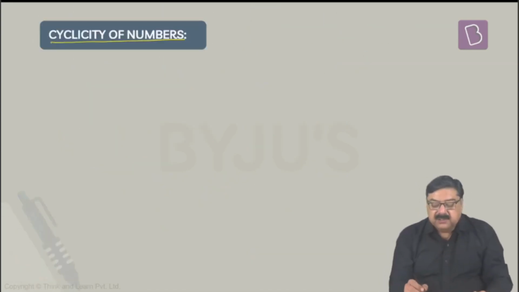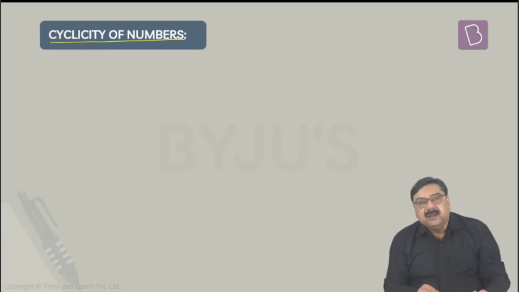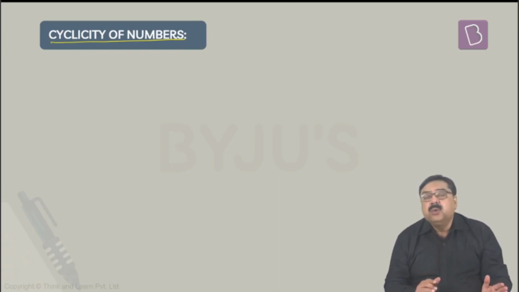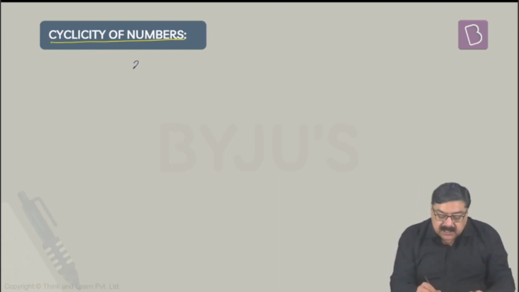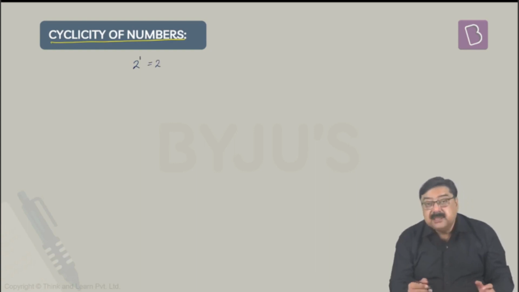Cyclicity of numbers, another important subtopic of number system. We talk about the powers of numbers, let us say from 2 to 9. Let us take the instance of 2. Now 2 power 1 is 2, a single digit number. 2 power 2 is 4, a single digit number. 2 power 3 is 8, another single digit number.